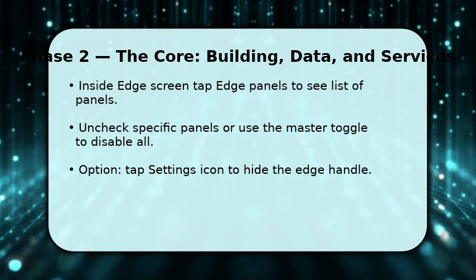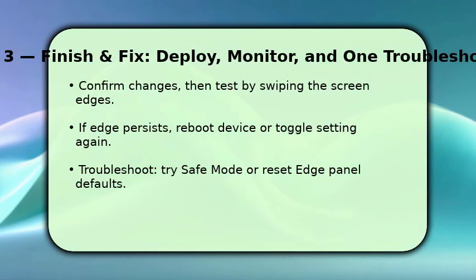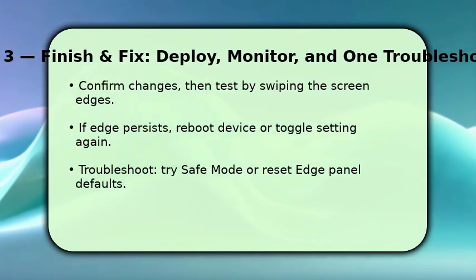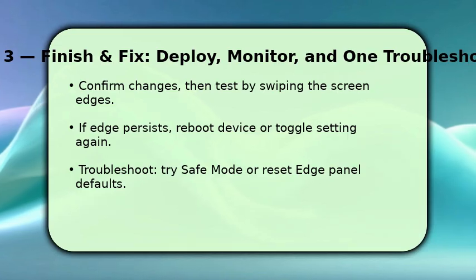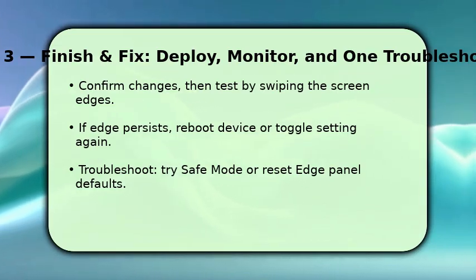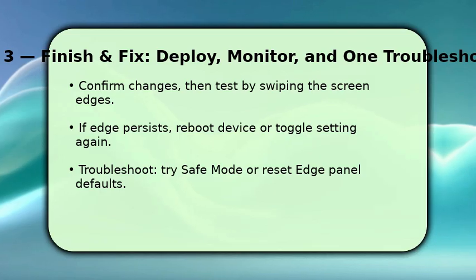Swipe the screen edge where the handle was. It should no longer open panels. If you still see Edge behavior, restart the phone and recheck the Edge panels toggle. Sometimes changes need a reboot to apply.